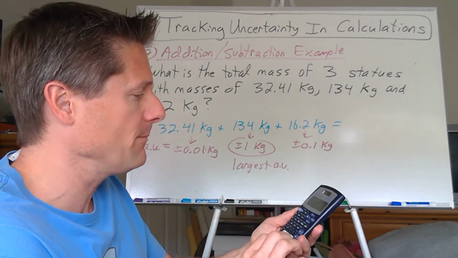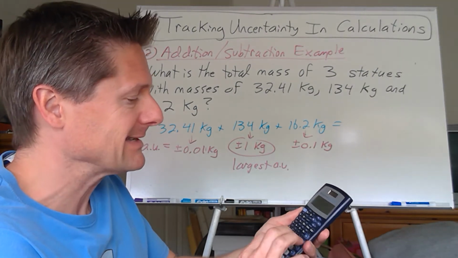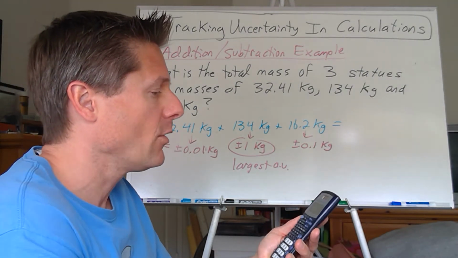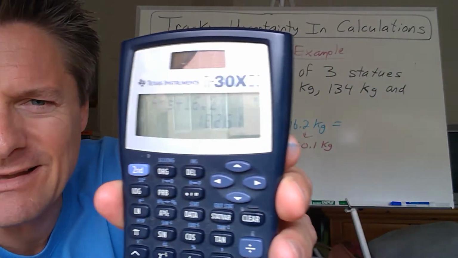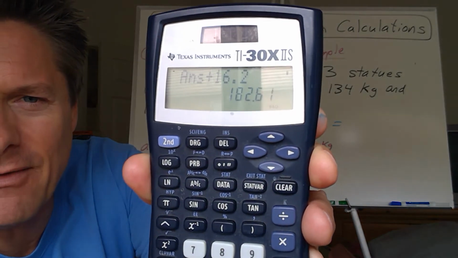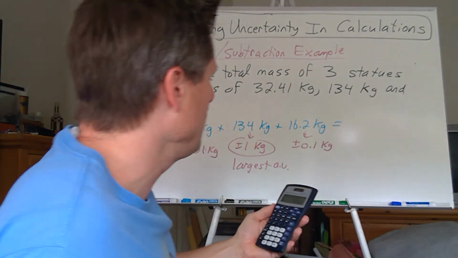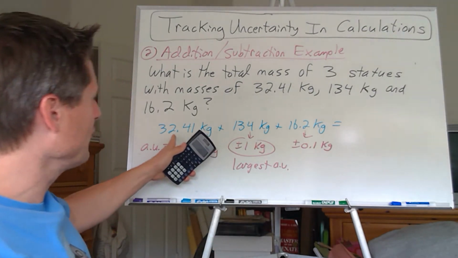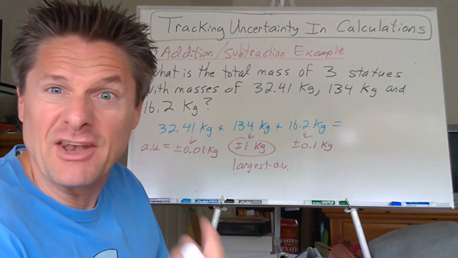Plus 134 plus 16.2. So do you get 182.61? I don't think you can see it with the glare on there. Right? 182.61. Yeah, so first time I did it, I typed it in, the number didn't show up.